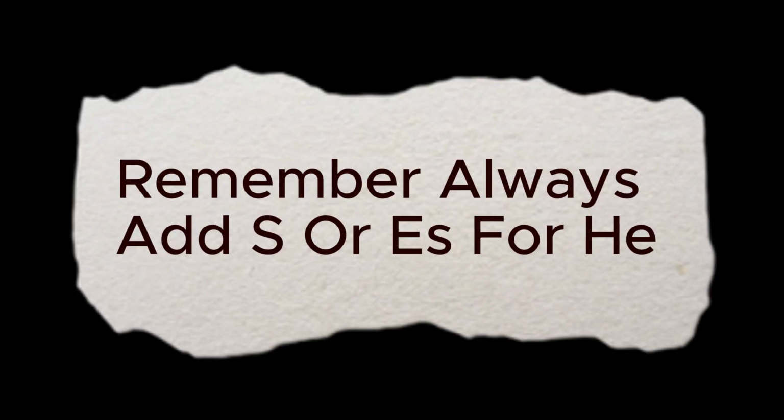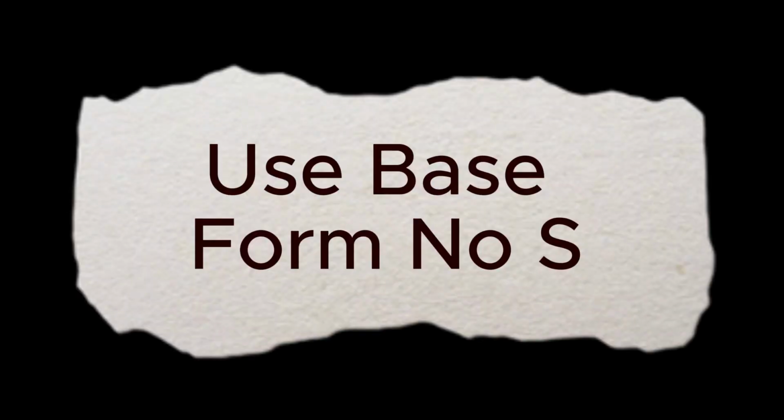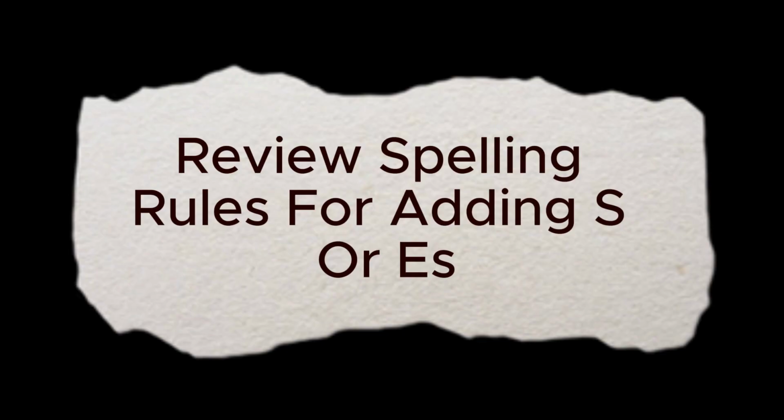Remember, always add s or es for he, she, it in positive sentences. After doesn't or does, use base form, no s. Review spelling rules for adding s or es.